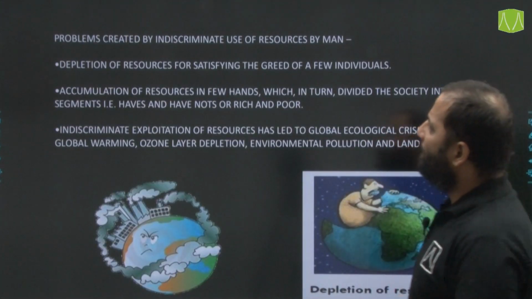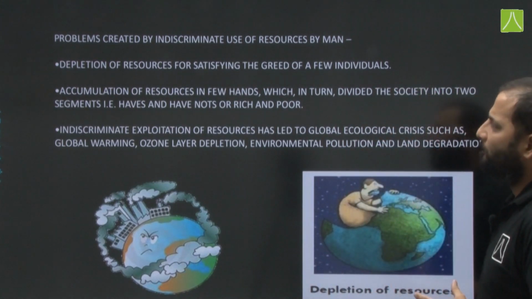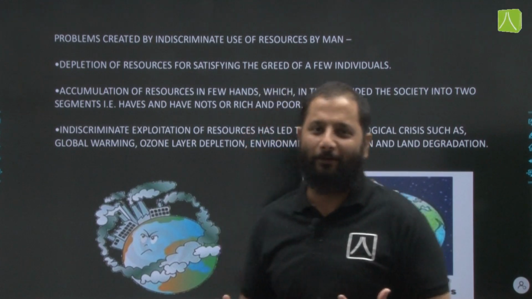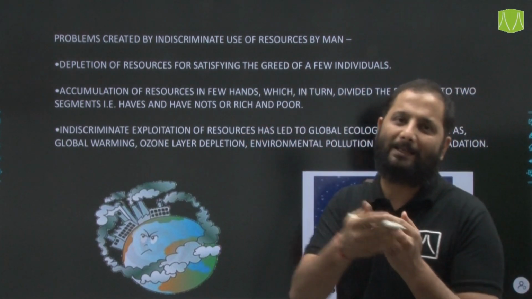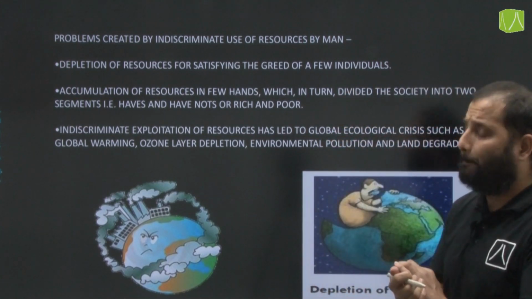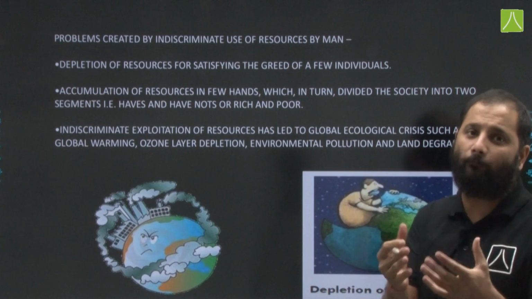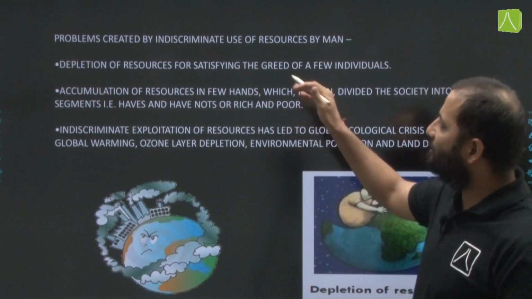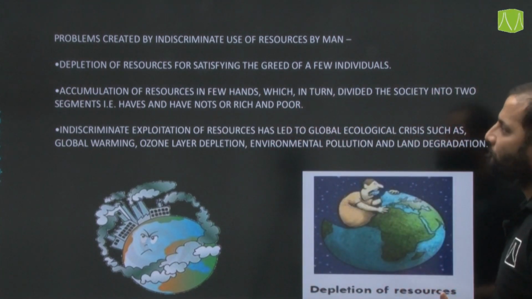Now, problems which are created by the indiscriminate use of resources by man. Man, as we know, is one of the greediest animals. Alright. So, we have been utilizing the resources to a maximum. Now, what has happened? This has led to serious problems for the future generations as well as present generations. That is depletion of resources for satisfying the greed of a few individuals.